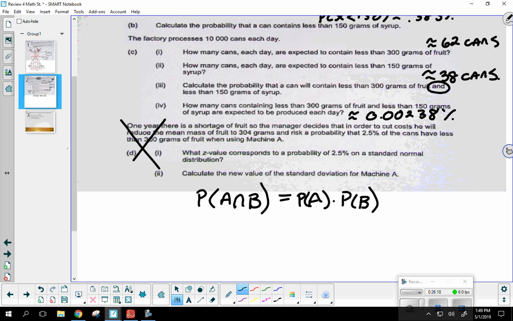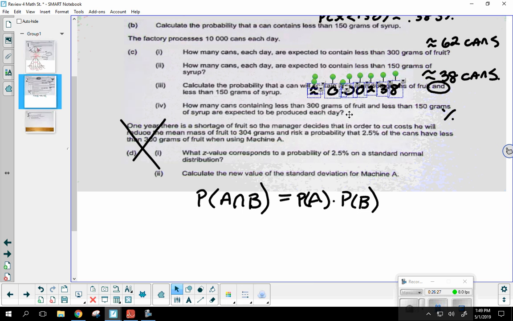If it's asking you how many cans and not the percent, I would just say that it's your decimal. And there you go. That's it. So now you're going to use the 10,000 cans a day. So how many cans per day are going to fall into this category? Less than 300 grams of fruit and less than 150 grams of syrup. So I'm going to take the 10,000 and multiply by what?